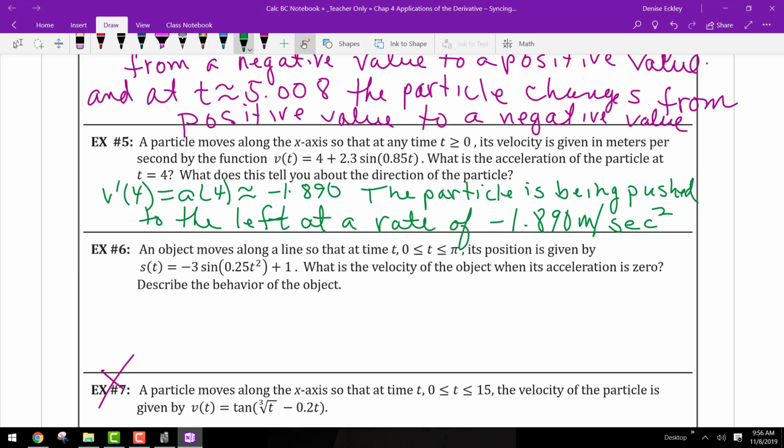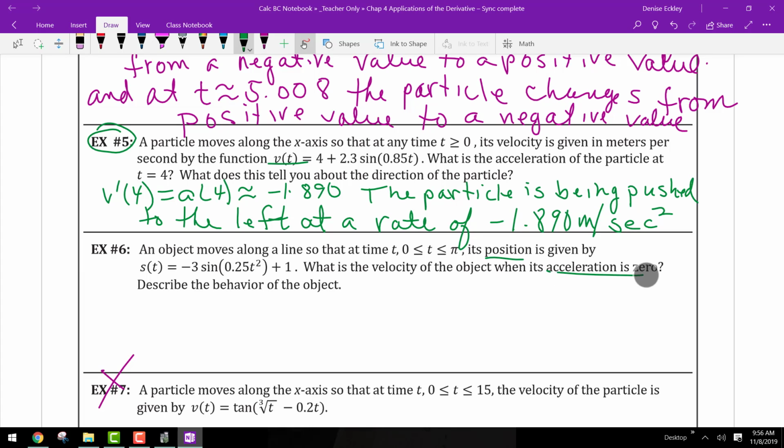An object moves along a line so that at time t between 0 and pi, its position is given by s of t equals negative 3 times sine of 0.25 t squared plus 1. What is the velocity of the object when its acceleration is 0? Describe the behavior. Now you want to be real careful, and that's why I like these two examples. Number 5 is a velocity function, so if we're looking where it changes direction, we're looking where the derivative equals 0. Now, number 6, on the other hand, is a position function.